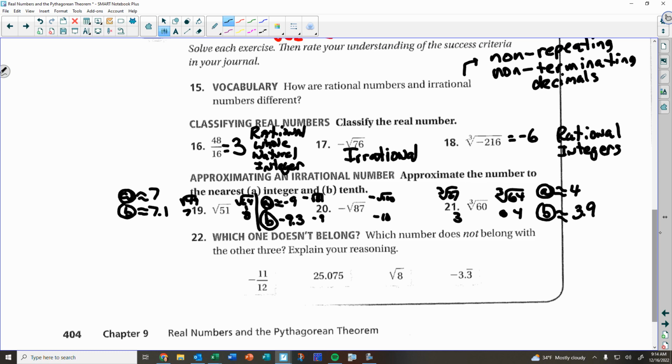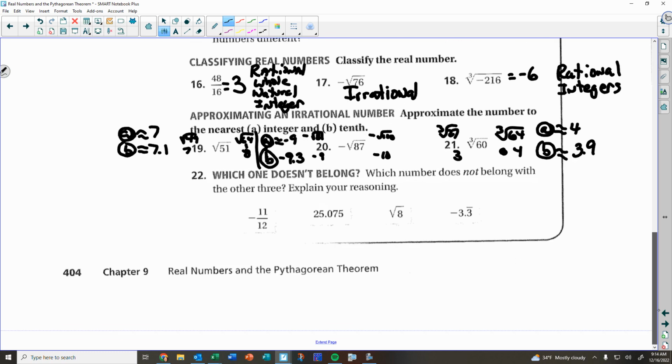It's the cubic root. And then the last one, which numbers do not belong? Well, if you figured out this is a decimal, this was 0.916, and the 6 was repeating, right? 25.075 is a terminating decimal. All right, so those don't add up. If you do the square root of 8, it's like 2.82. It's a non-repeating, non-terminating decimal. And this is a repeating decimal. So it really has nothing to do with the decimals.